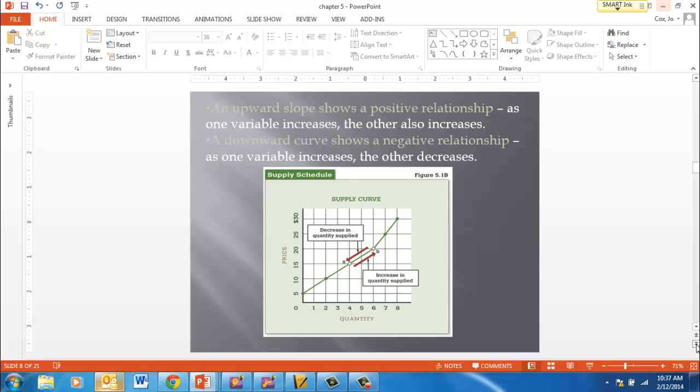So again, here is a little bit of review. An upward slope shows a positive relationship. As one variable increases, the other also increases. A downward curve, such as a demand curve, shows a negative relationship. As one variable increases, the other decreases.